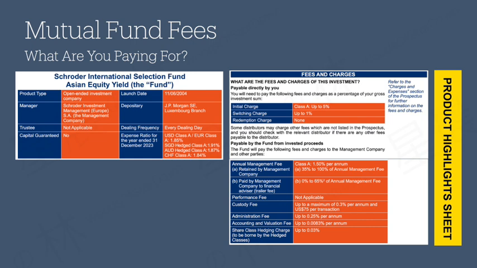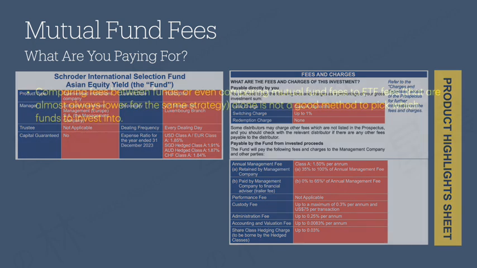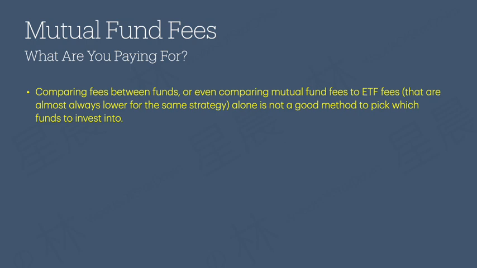However, if you would like to check and compare the fees of different share classes of a fund, you will need to go through the fund prospectus instead, as the PHS will not cover share classes not intended for retail investors. Similarly, restricted funds do not have PHS, and you will need to refer to the fund prospectus for the fee details as well. Now, we have covered quite a lot on mutual fund fees.